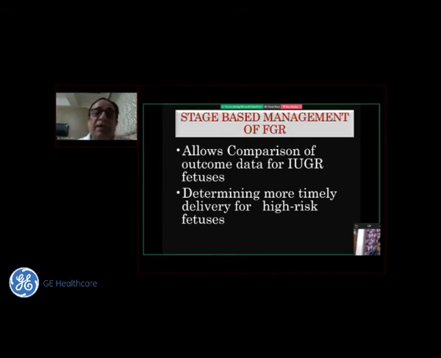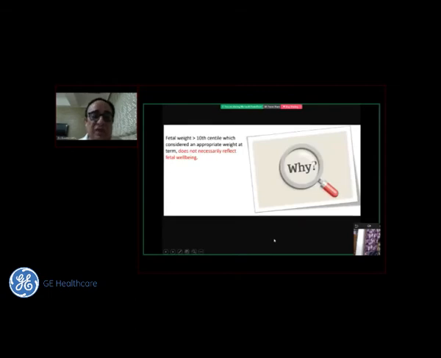Why this stage-based management? Because it allows comparison of data for IUGR fetuses in two groups, like if the fetus has moved from one center to the other, so at least you know it was stage 1 earlier. It's easy to understand rather than looking at each individual parameter, and it also tells us the exact time for delivery, and that is what I told you earlier. The second stage of management is to know when to deliver these fetuses.